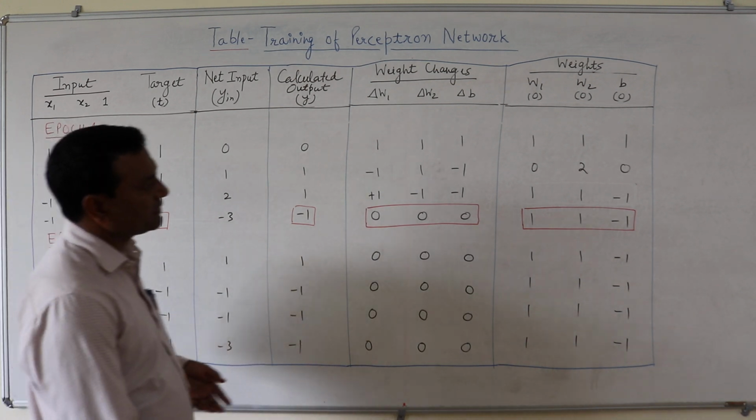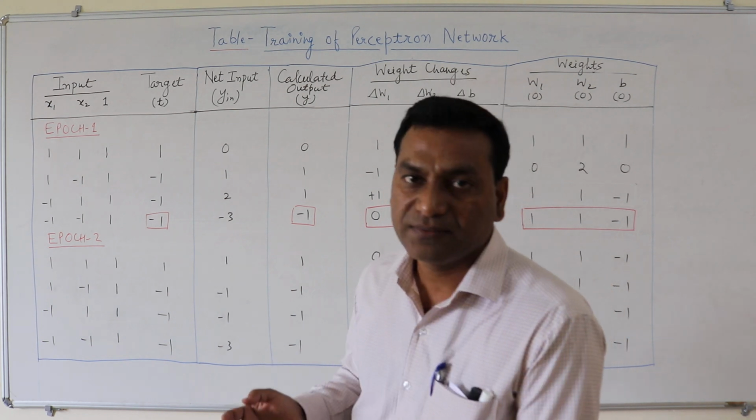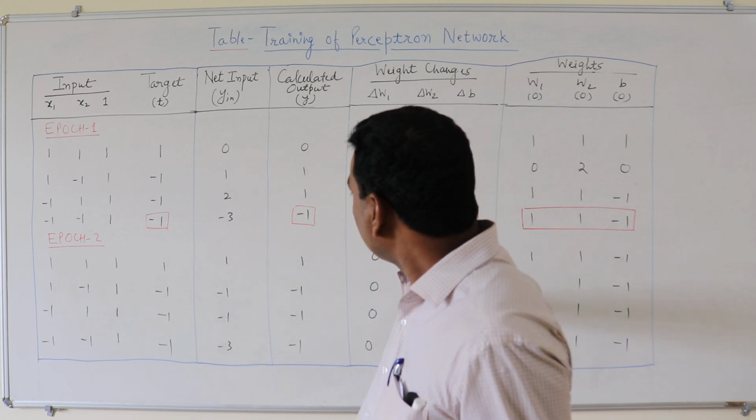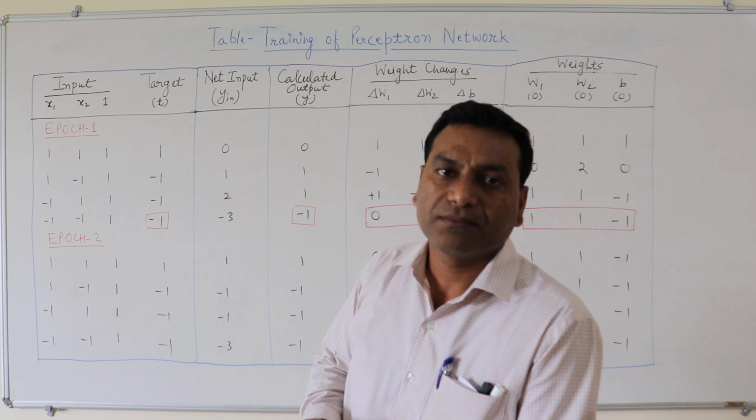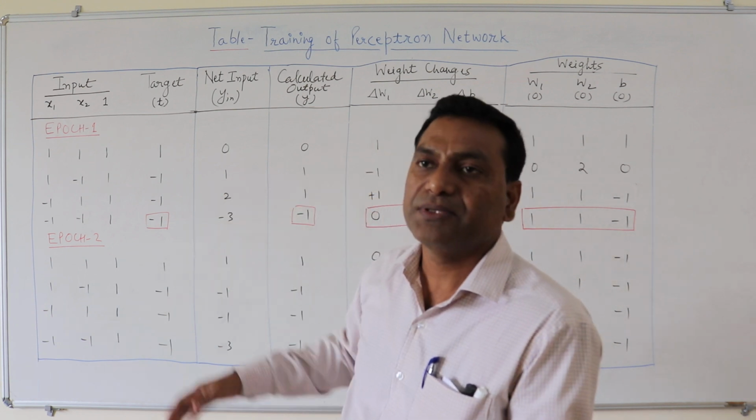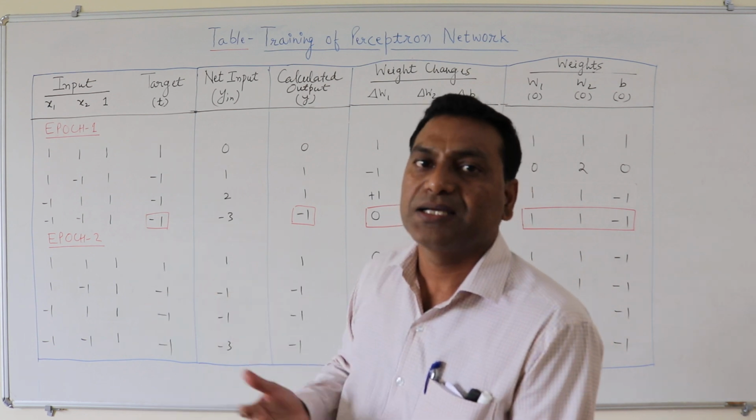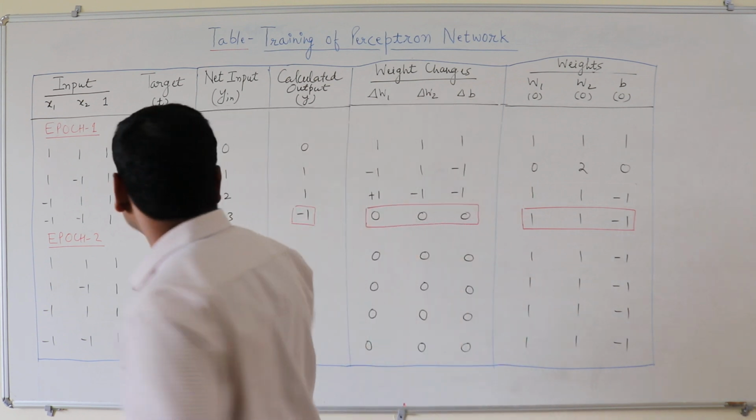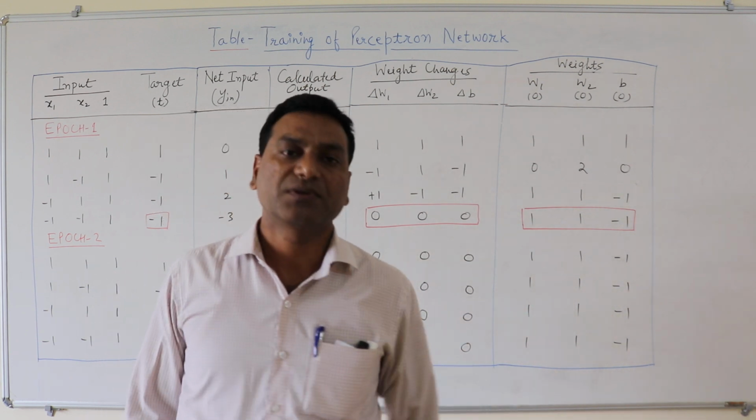So in this table we have shown that we have achieved our final weights, that is W1, W2 and B. Now on behalf of this we will draw a line, a straight line, to show the linear separability condition, whether these weights are separating our negative and positive responses.